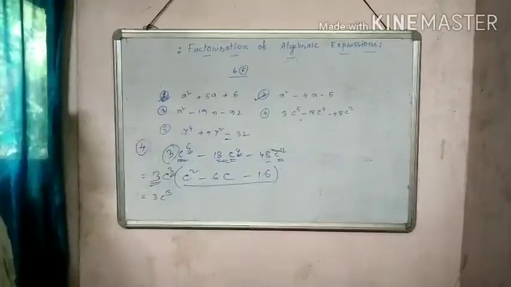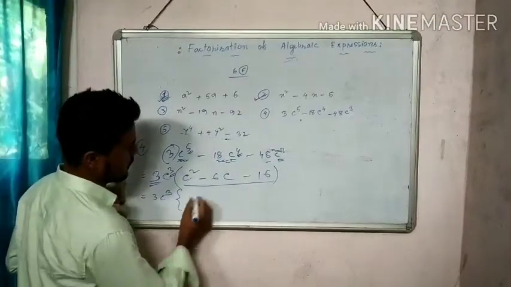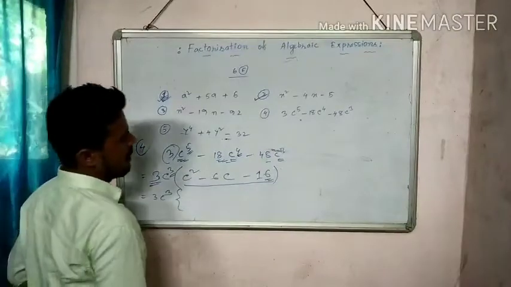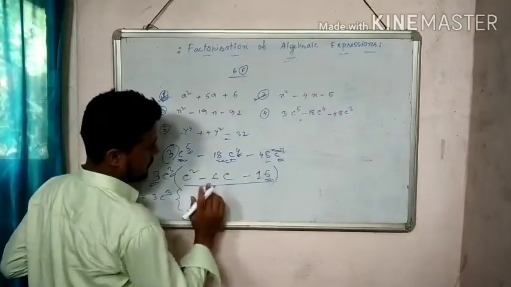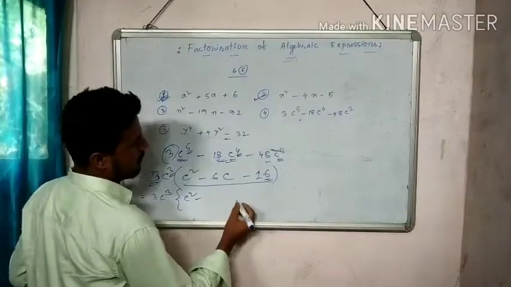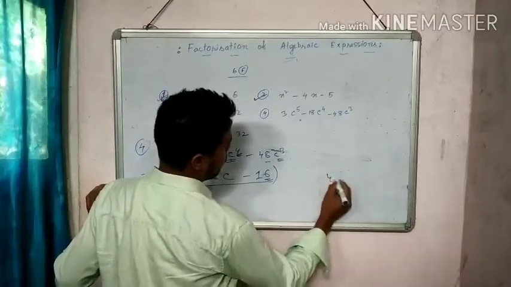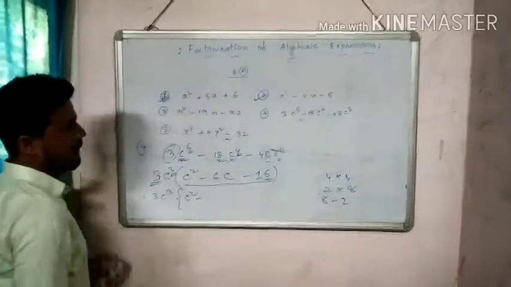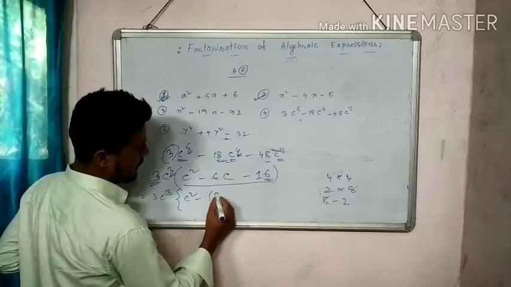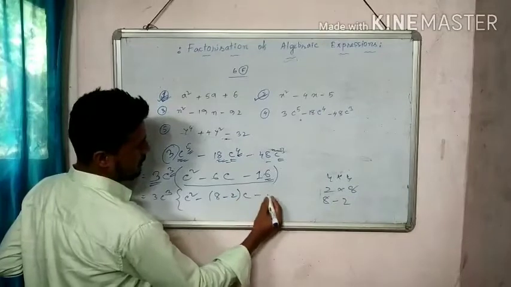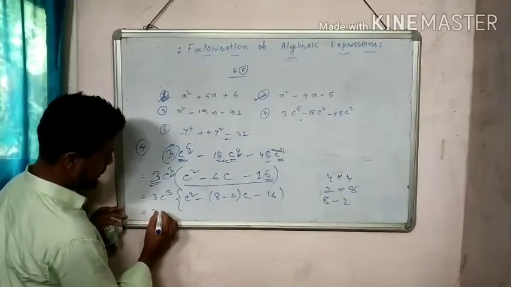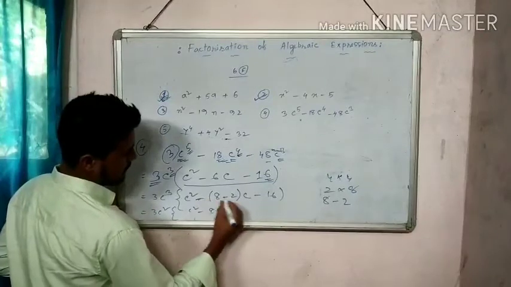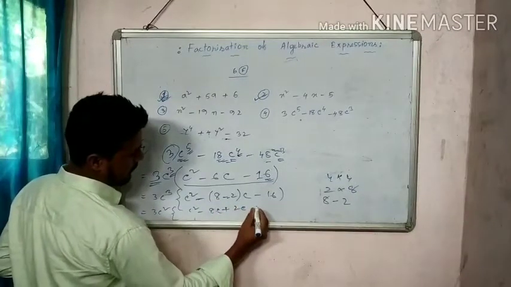Now factorize this algebraic expression, with 3c cube outside and c square minus 6c minus 16 inside the bracket. The constant term is 16, and you need to factorize it so that the factors combine to give the middle term. 2 into 8 is 16, and 8 minus 2 gives 6. So we write c square minus 8c plus 2c minus 16.